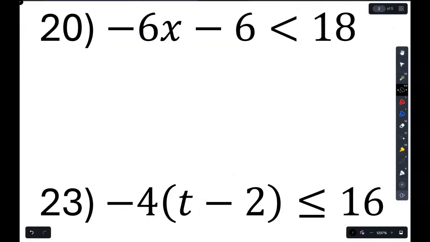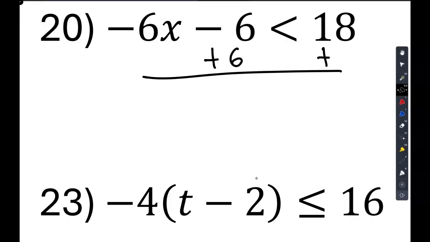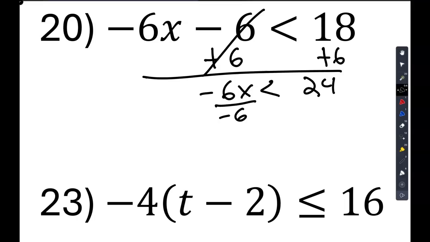Number 20. Negative 6x minus 6 less than 18. We're going to add 6 on both sides first to get this negative 6x by itself. The 6's cancel out, bringing down negative 6x less than 18 plus 6, which is 24. Alright, now we're going to divide by negative 6. Here we're dividing by a negative, so we swap the inequality. The 6's cancel out. X is greater than negative 4.